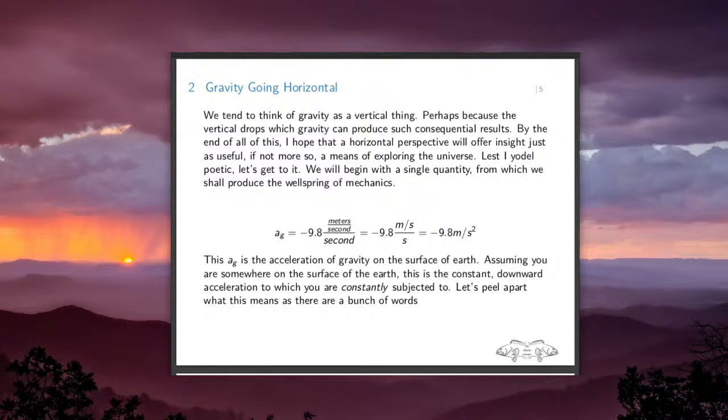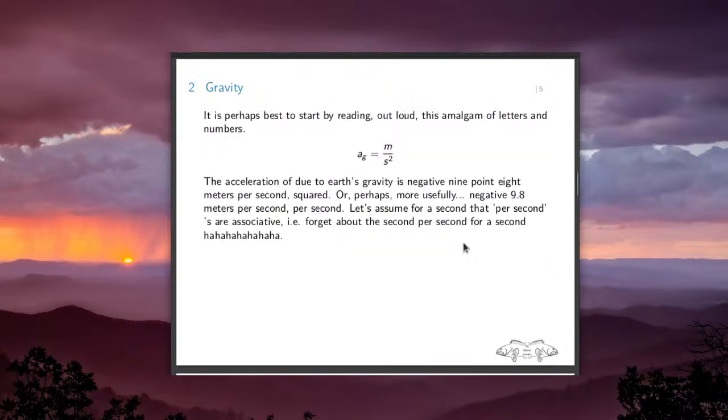Anyway, before I ramble on too much, let's look at what this number is. So a sub g, which is that little underscore there, is negative 9.8 meters per second. Or, we can see it a little bit more simplified here, as meters per second, just abbreviated. But that's also the same as meters per second squared, which isn't necessarily a more useful way to think about it, but it's a shorter way to type it. But anyway, if you're anywhere on the surface of Earth, as I'm assuming most of us are, then this is the acceleration you're constantly subjected to. And let's talk about what acceleration even means.